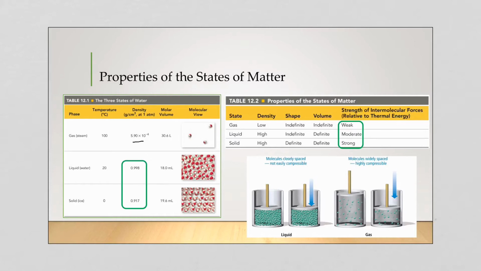Now, solids would typically be more dense than the liquid. I will point out here, so that you don't jump to the wrong conclusion, that water is an exception. This is not the normal. For water, ice is less dense than the liquid form, and this is why ice floats on the surface of water. But for the vast majority of solids, the solid is going to be more dense than the liquid. So this is an aberration. It has to do with the way ice crystallizes.